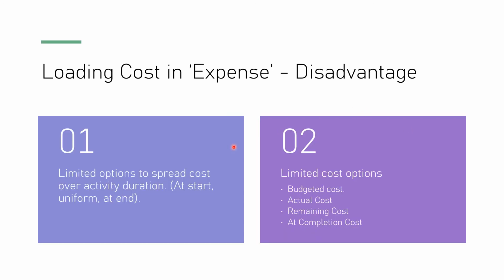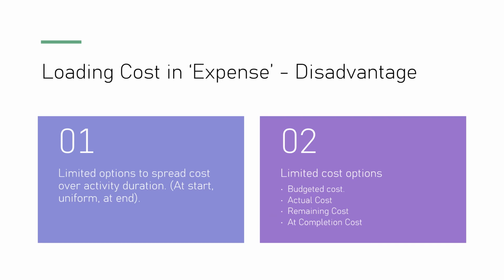What are the disadvantages? Limited option to spread cost over activity. So we have only three things. One is at start, uniform, or at the end. Limited cost options, we have only budgeted cost, actual cost, remaining cost, and at completion cost.